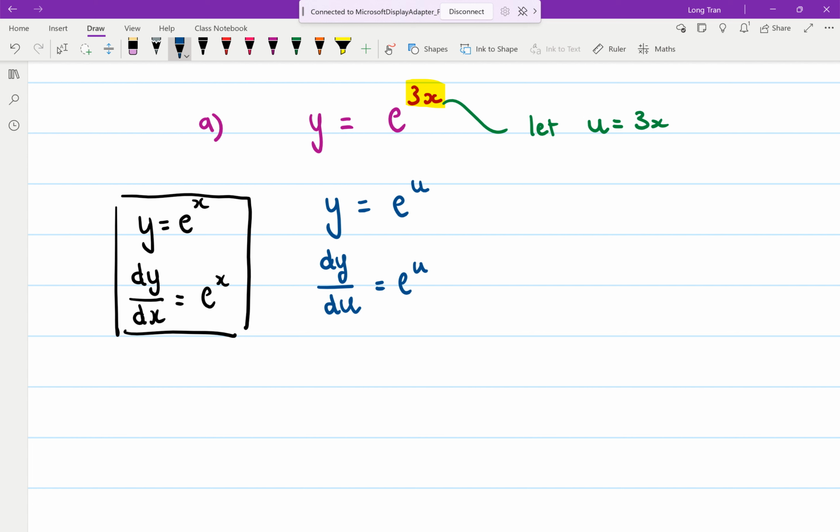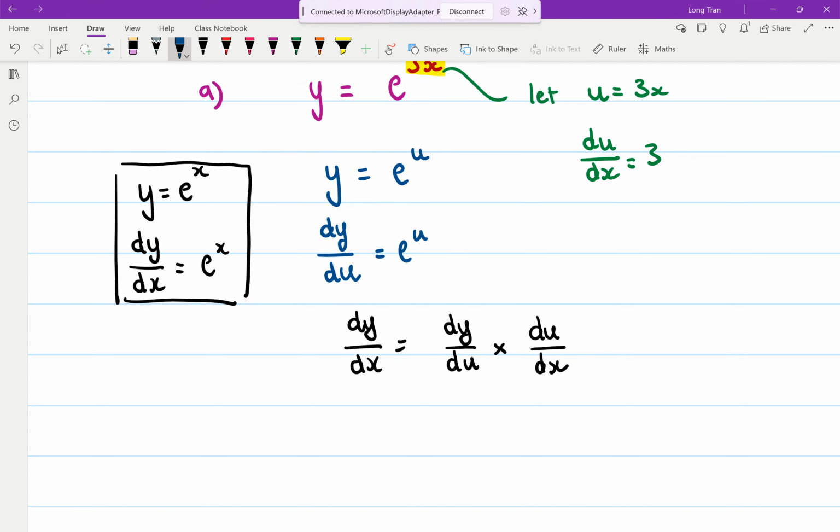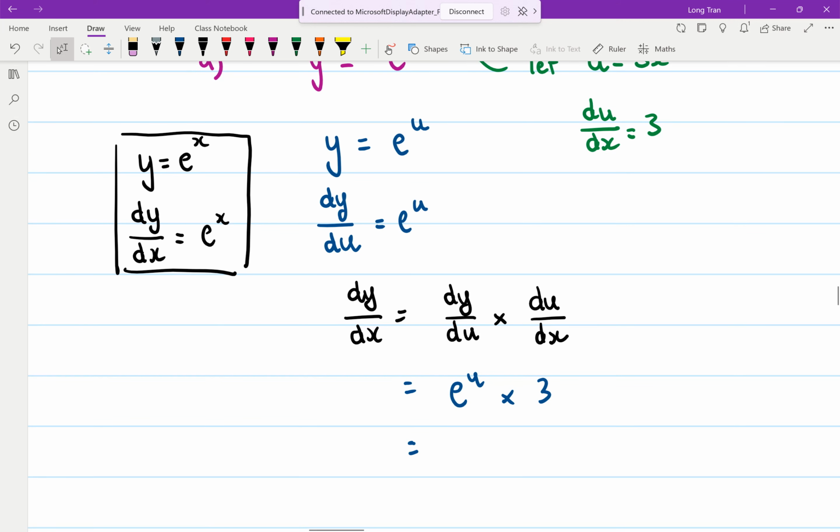So here, we need to figure out what du/dx is. What is the derivative of the variable we just made up? We just said u equals 3x. The derivative of 3x using power rule, what's the derivative of 3x? 3, very good. So, now putting them together, we know that the rule in chain rule says dy/dx, which is what we wanted, is equal to dy/du multiplied by du/dx. So if that's true, well then I have e to the u multiplied by 3, and that gives me 3e to the u.